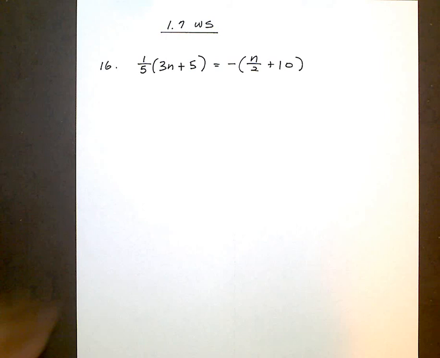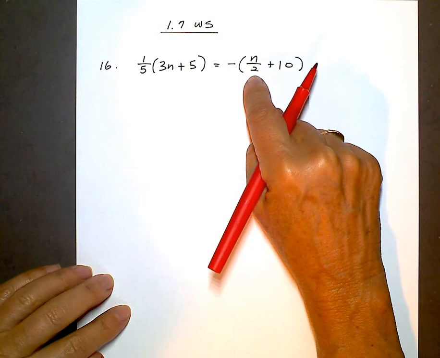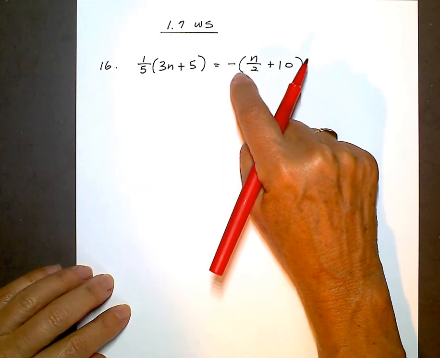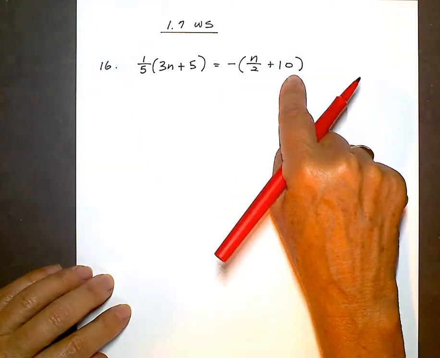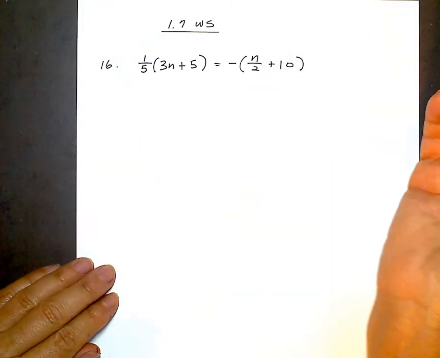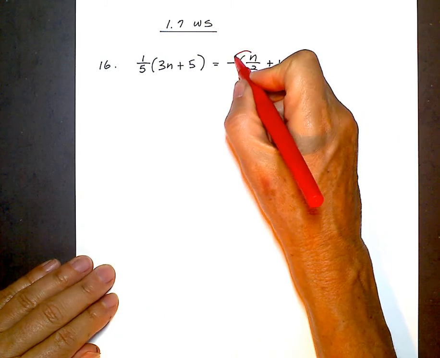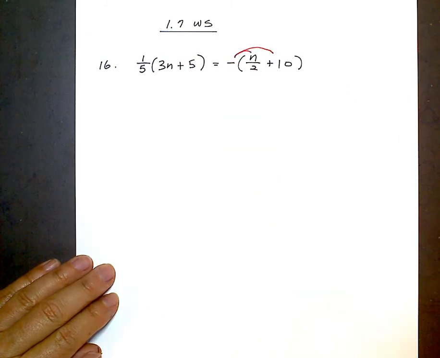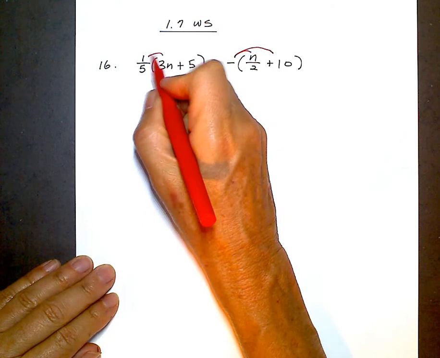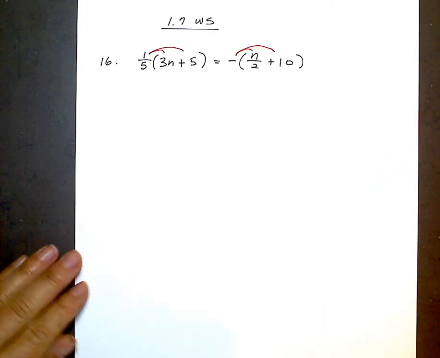This is number 16 on the 1.7 worksheet, and this is one that, usually I would say clear the fractions in the first step, but in this one, because we've got this fraction inside of parentheses and we're taking the opposite of this entire sum, I'm definitely going to distribute first on this side, and I might as well do it on the other side too. So then once I've done that, then I'll clear the fractions.